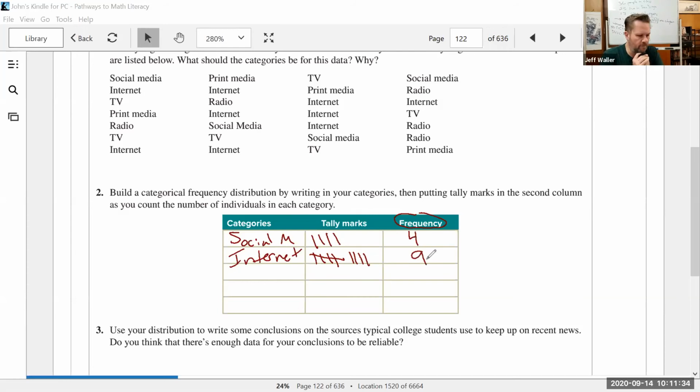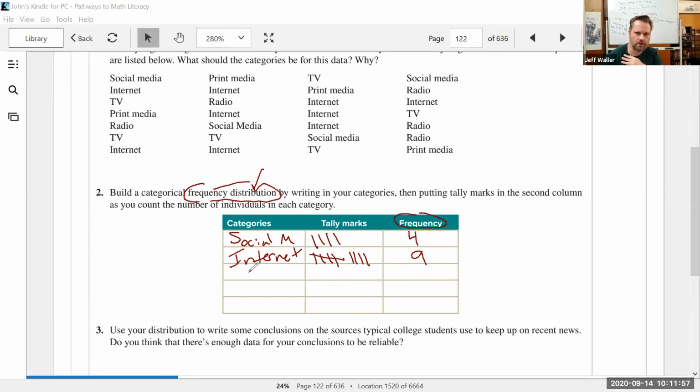All right, let me stop for a minute. Is that a difficult thing? That's all it means. When it says frequency distribution, it means write down all the categories and then count how often they show up. That's all frequency distribution means. How is all the data distributed?